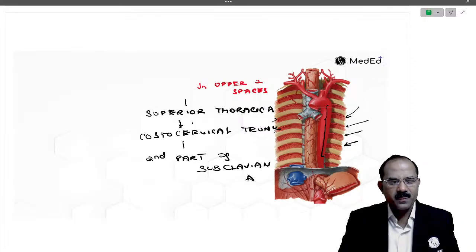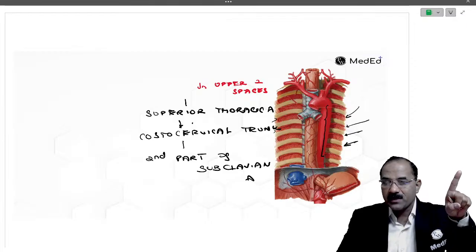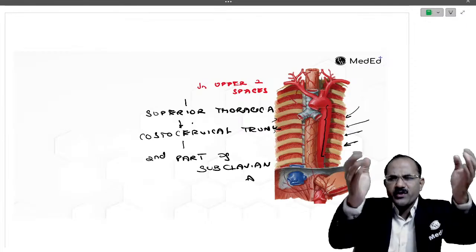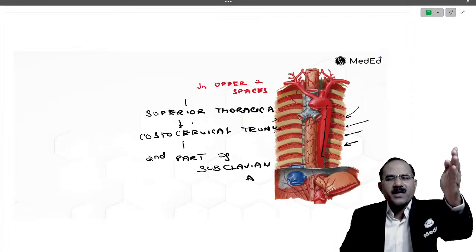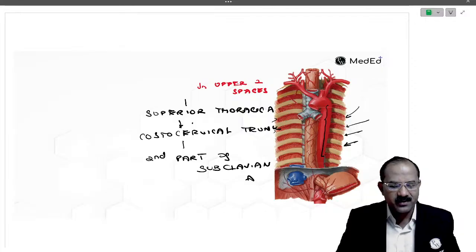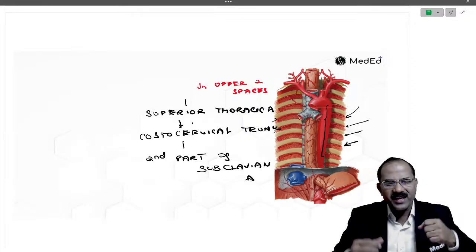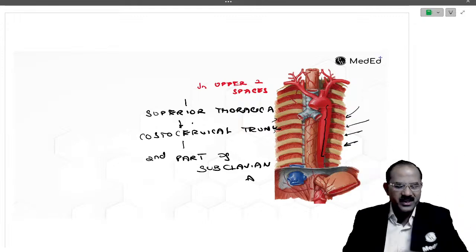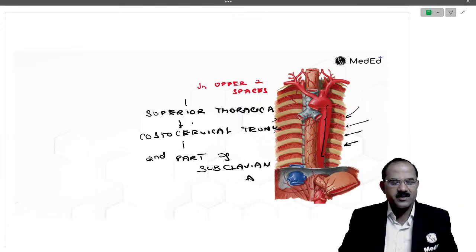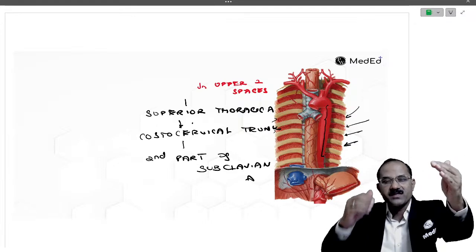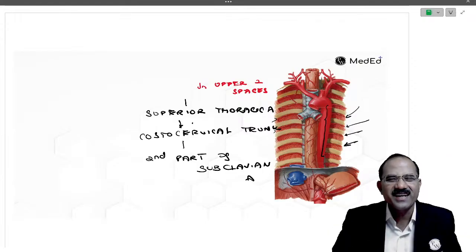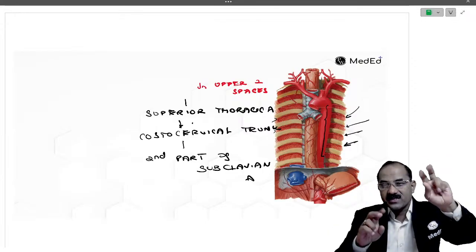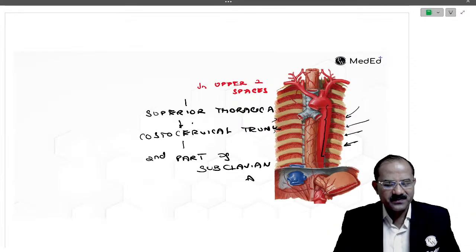Yes, the first part of the subclavian and the third part of the axillary artery. What is this? Very good. That's the anastomosis on the dorsal aspect of scapula. Anastomosis on the dorsal aspect of scapula is between the first part of the subclavian and the third part of the axillary artery. That is where this subclavian and axillary comes, right?